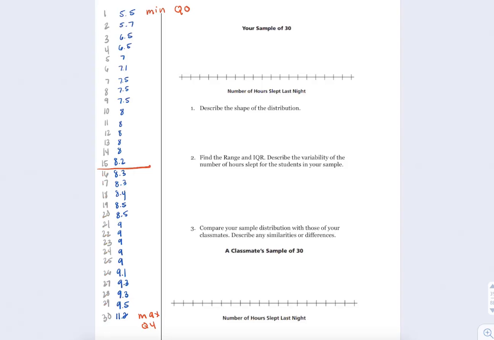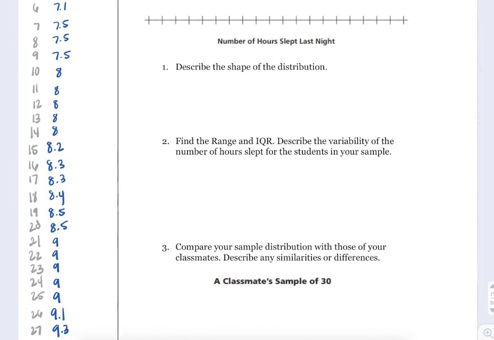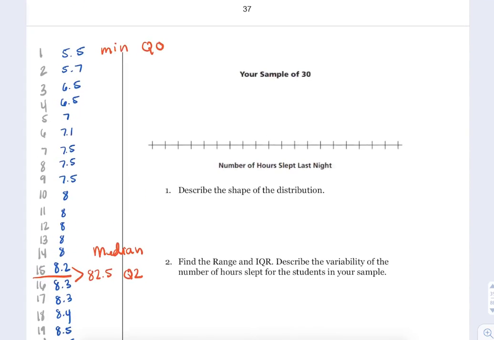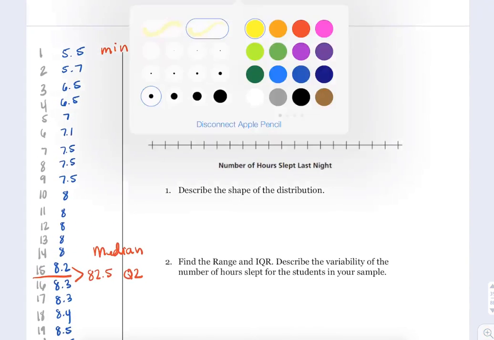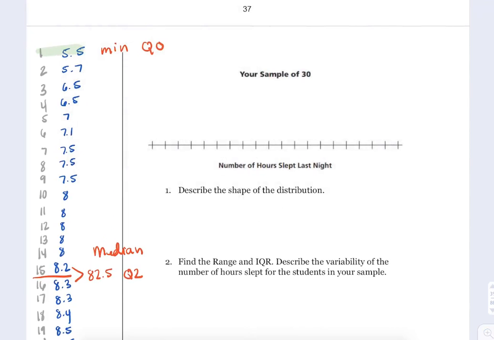That means the number in between my 15th and 16th number, this number right here, which I will call 82.5, is my Q2, also known as my median. Okay, now I'm going to focus on this top half here. I have 15 numbers from here down to here. If I split it in half, it's 7.5.